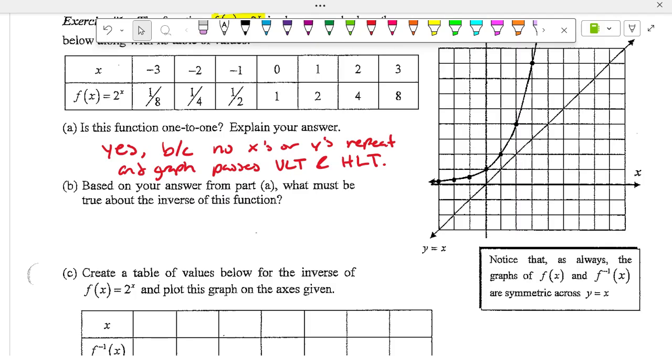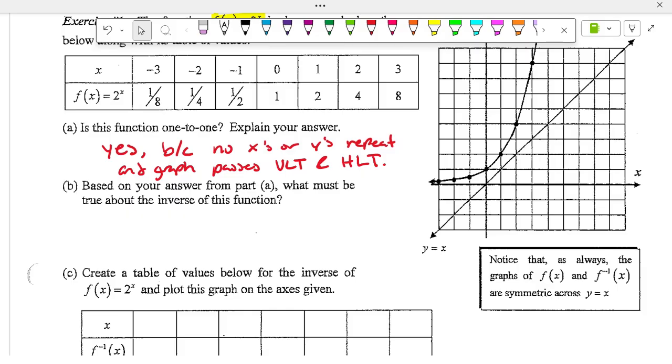First off, when we're talking about inverse functions, between a function and its inverse, what's true? The x's and the y's switch. So here's my question. If the x's and the y's switch and neither one of them repeat, what does that say about the inverse function? It's also a what? It's also a one-to-one function. I'm looking specifically for it's also a function. All right. So if it's a one-to-one function, that means the inverse is also a function.